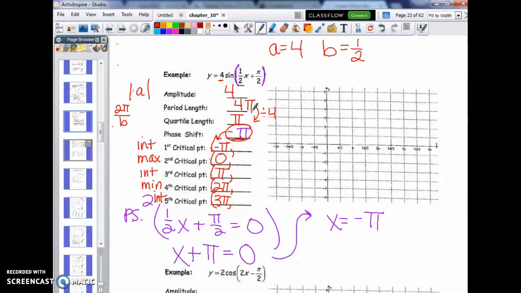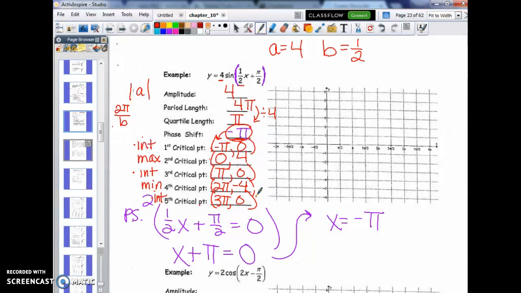So now I need to figure out the y coordinates. Well, we talked about earlier, if they are intercepts, my y coordinate is going to be 0. The amplitude talks about the highest point on the graph. My maximum value, because my amplitude is 4, is going to be 4. And my minimum value is going to be negative 4.